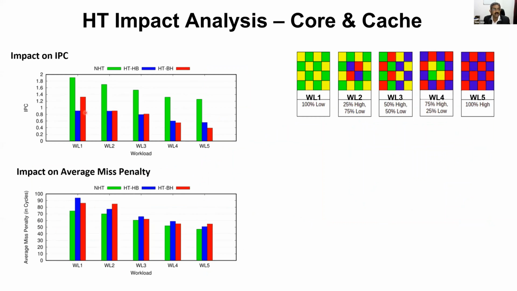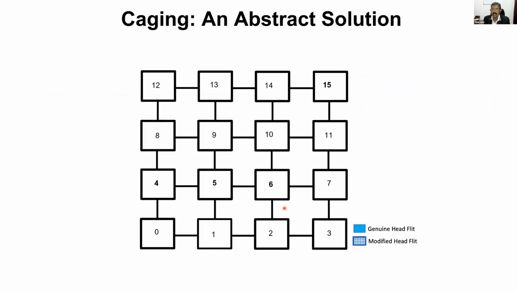We can see that when there is no HT, that is the green one. HT that changes head to body is blue, and body to head is the red one. We can see that IPC drastically reduces and the average miss penalty significantly increases.